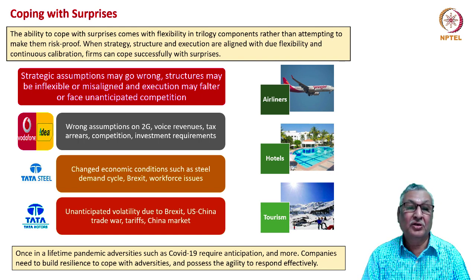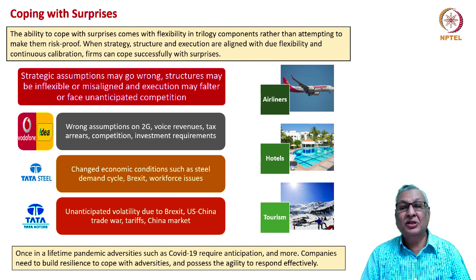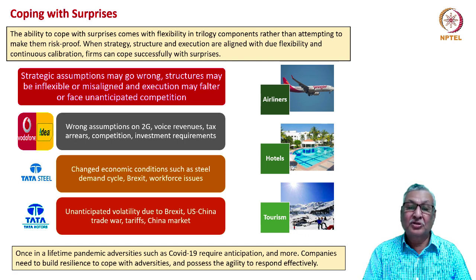Tata Steel, which went on a global acquisition initiative, had to face changed economic conditions such as the steel demand cycle, Brexit, and workforce issues. Tata Motors also faced unanticipated volatility due to Brexit, the US-China trade war, tariffs that were consequent to that, and the China market slowing down. Now, in some cases, managements deliberately did not take into account good or safe assumptions. They bet on wrong assumptions for immediate revenue requirements, but those proved to be the nemesis later on. Whereas some companies were well managed, they made bold, ambitious moves for globalization, but found the environment changing unexpectedly.